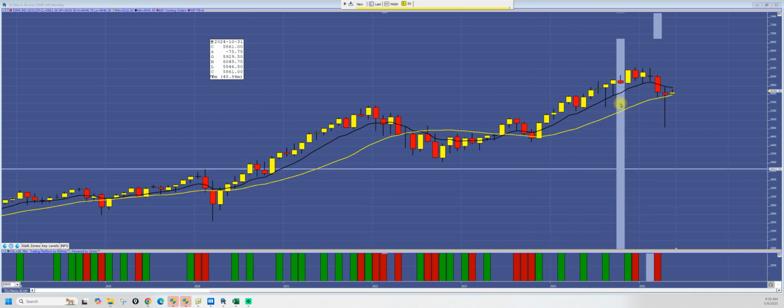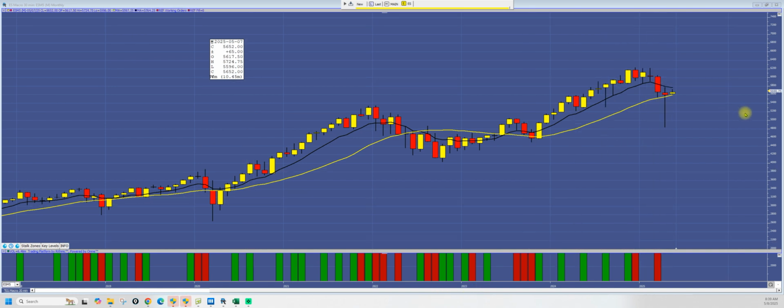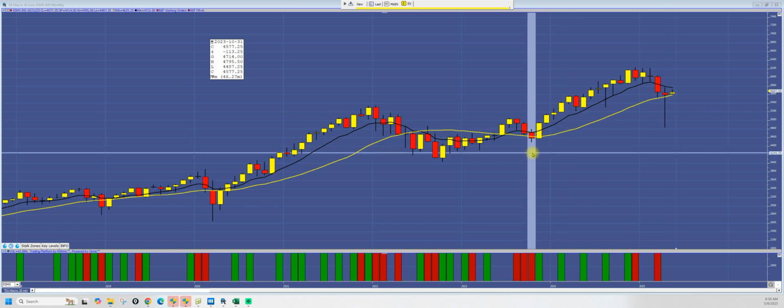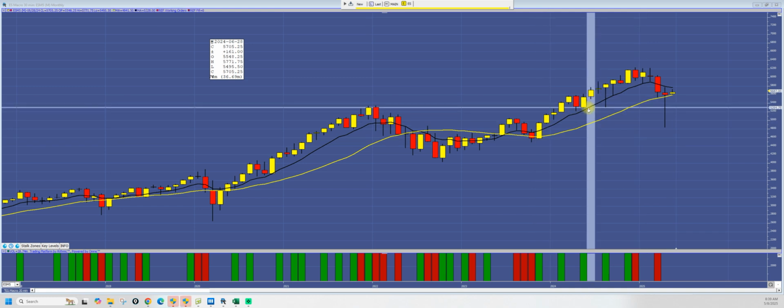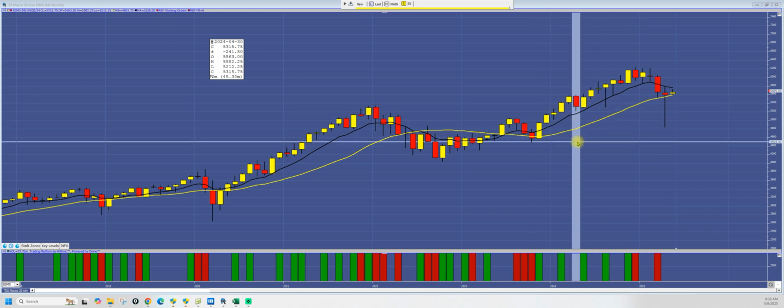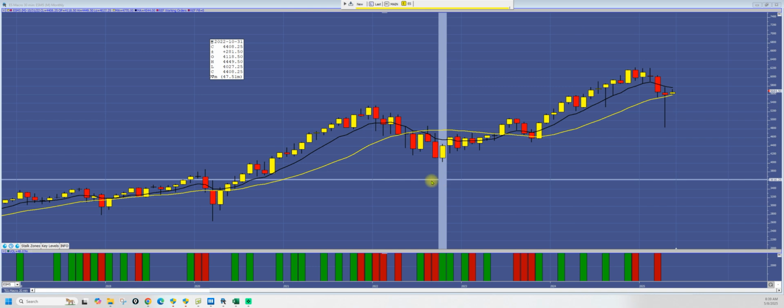Every day I start my day with a very simple, basic thing that I do. Every day I look at a basic candlestick chart with the 9 EMA, 20 SMA. What I'm looking for is where we are in the different time frames.